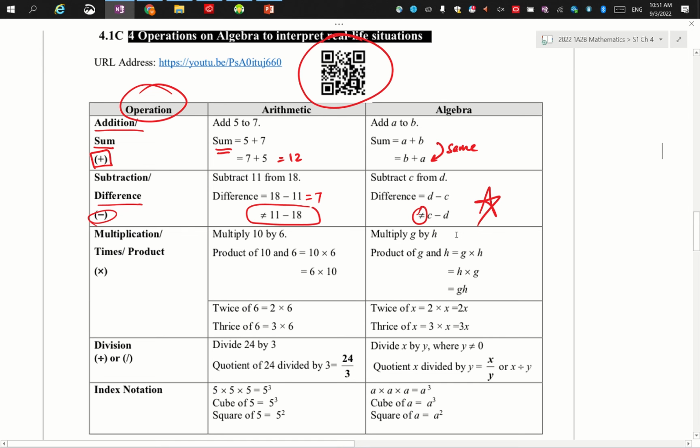Yesterday we talked about addition, subtraction and division. For addition, the order doesn't matter. Whether it's 2 plus 3 or 3 plus 2, you get the same thing. But for subtraction, the order matters. What are you taking away from the original? You end up with different results.